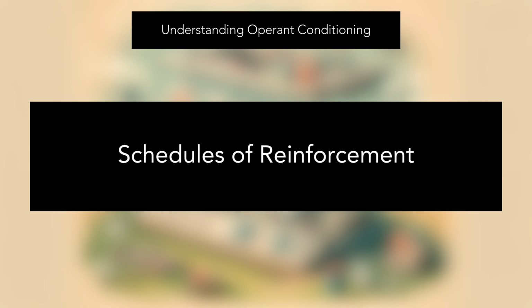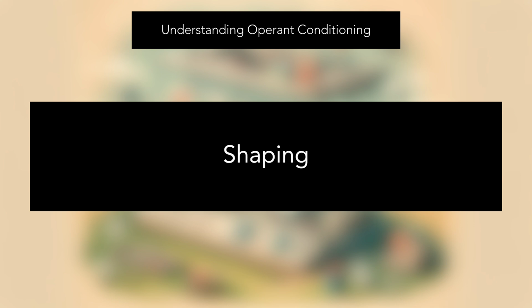Skinner identified various schedules of reinforcement, for example, fixed ratio, variable ratio, fixed interval, and variable interval, that have different effects on the strength and rate of the learned behavior. Shaping is a process of gradually guiding behavior toward a desired outcome by reinforcing successive approximations of the target behavior.